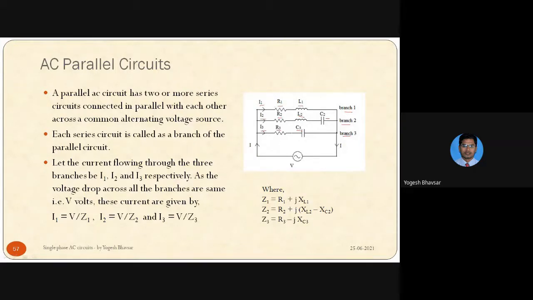These three branches are connected across a common voltage source V, which you may consider V equal to Vm sin omega t, as it is an alternating supply. So the total current I is equal to the addition of I1 plus I2 plus I3. This is a vector addition, not an arithmetic addition. In an AC circuit, always remember there is vector addition.